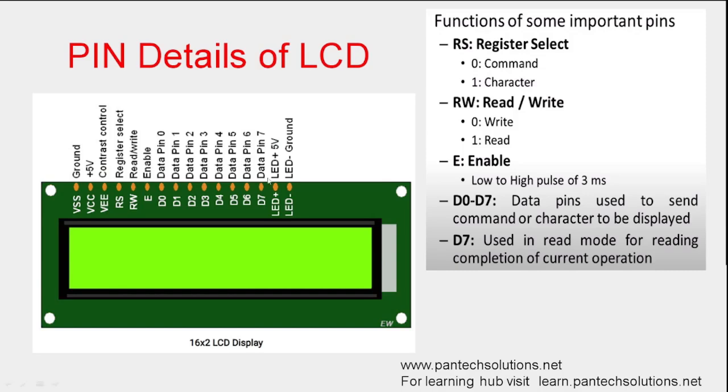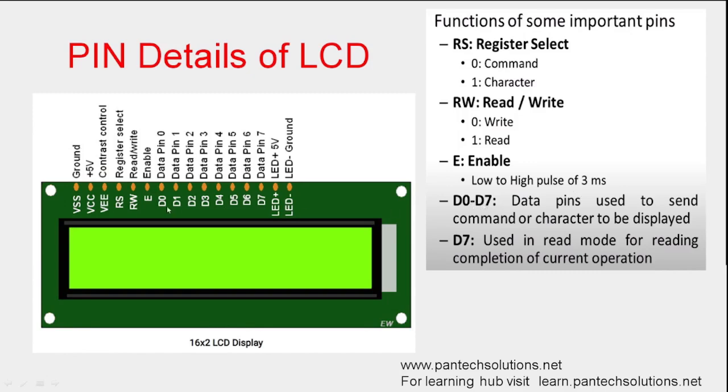So the read write pin is 0 for write and 1 for read. Mostly we will be using only the write operations on an LCD. Very rare case for read operations on an LCD. So for enable, you have to send a low to high pulse for 3 milliseconds. Okay, so that will enable.